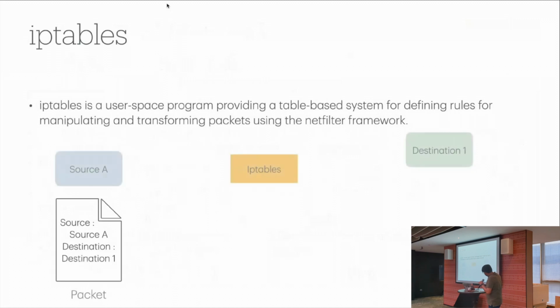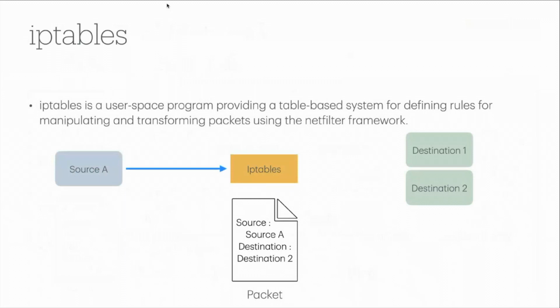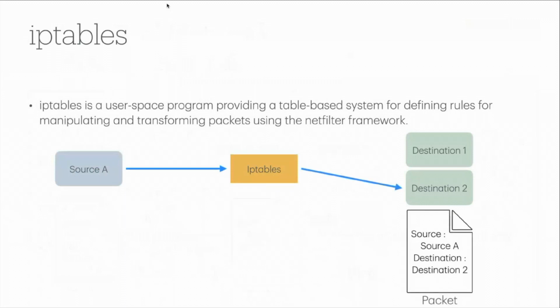Let me explain with an example. Suppose there is a source and a destination, and in between there is IP tables. The source wants to send the packet to destination 1. The packet is going to reach IP tables. IP tables is a table based system, right? So there is a list of rules in IP tables and it follows them before sending the packet forward. So IP tables has a rule saying every packet that is supposed to go to destination 1 will go to destination 2. There is a rule set inside IP tables. In our example, when this happens, the destination, if you see carefully, has now been changed from destination 1 to destination 2, and the packet would reach destination 2.